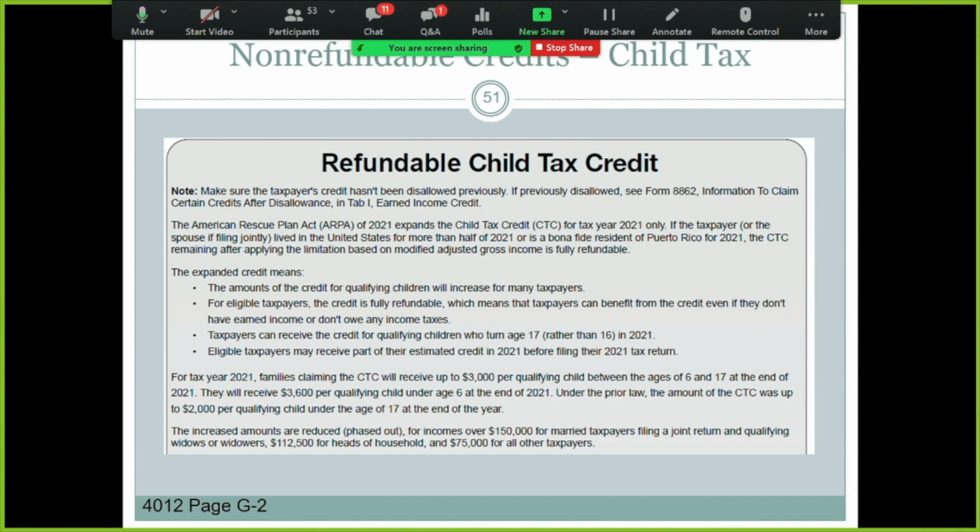The increased amounts are reduced or phased out based on your income. For taxpayers who have income over $150,000 for married taxpayers filing a joint return and qualifying widowers, and $112,500 for head of household, and $75,000 for all other taxpayers. So there is a phase out.